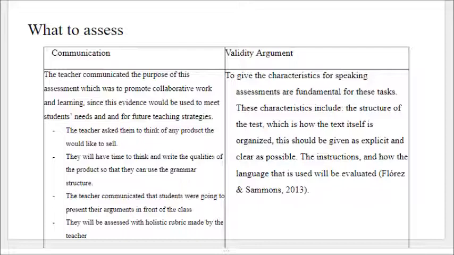I said that the students would be assessed with this holistic rubric made by the teacher, in this case me, and I explained how it was going to work. The students liked the structure of this rubric, especially because of the characters used, which were from a TV series that most of the students knew. According to Flores and Simons, I don't know how to pronounce it, sorry, giving the characteristics for speaking assessments is fundamental for these tasks.